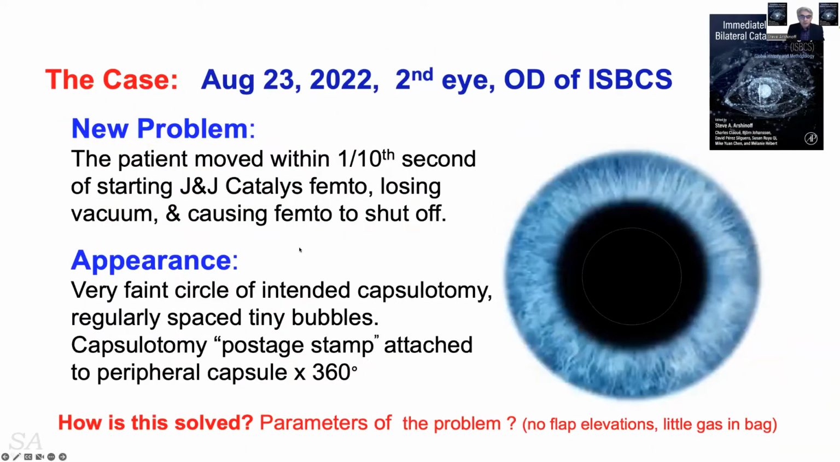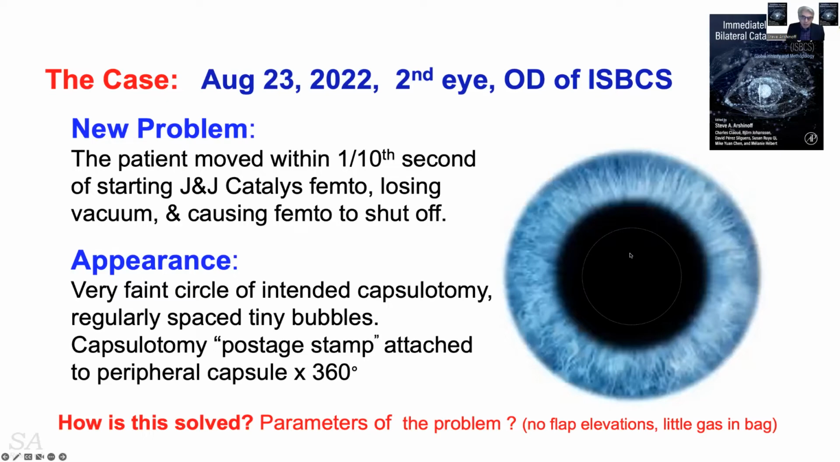So here's the problem. I was doing bilateral surgery on August 23rd, and I was doing the second eye of this patient. And as soon as I touched the foot pedal, within a tenth of a second, the patient jumped. And when the patient jumps, my Catalys turns off. What I was left with was an eye that looked like this. And I made a drawing because you really couldn't see it well in the video. And what you see here is a whole bunch of little dots, like a micro postage stamp attachment of the capsule to the exterior part of the capsule.